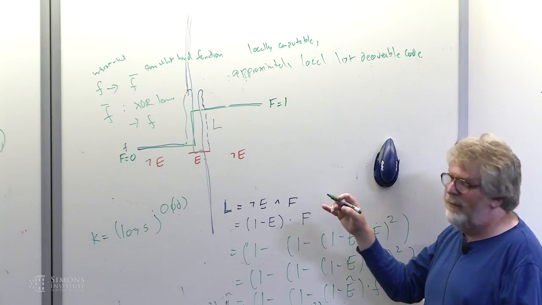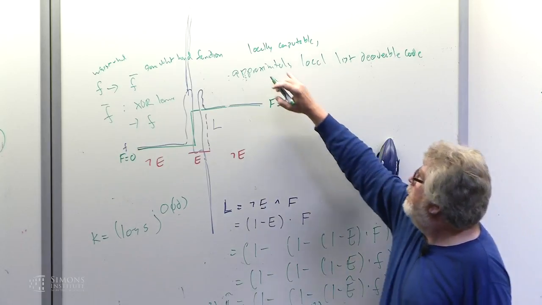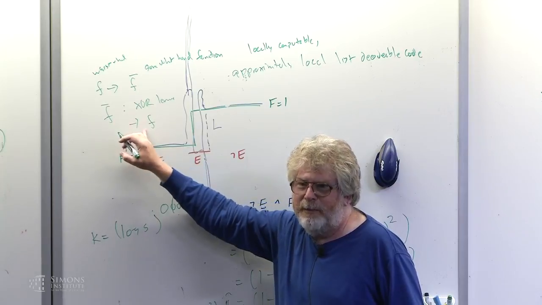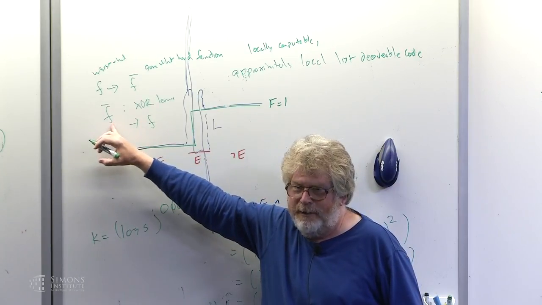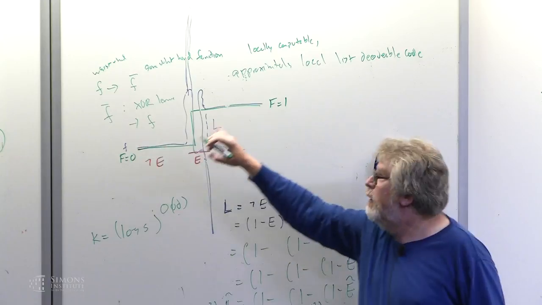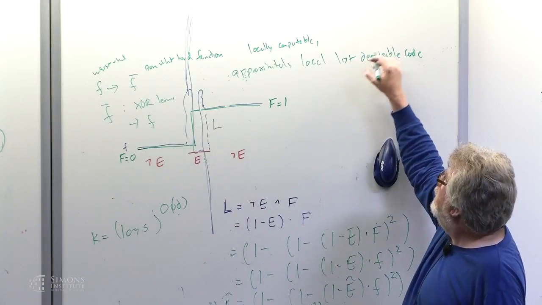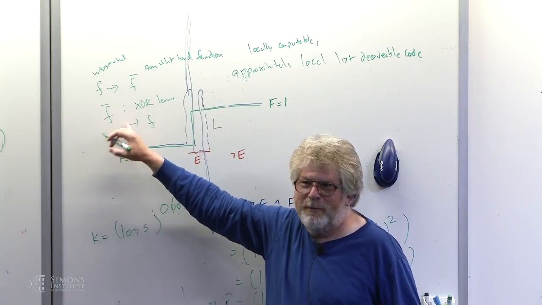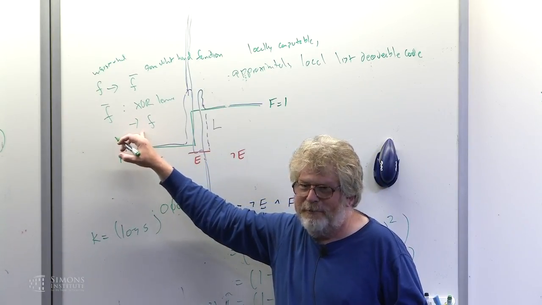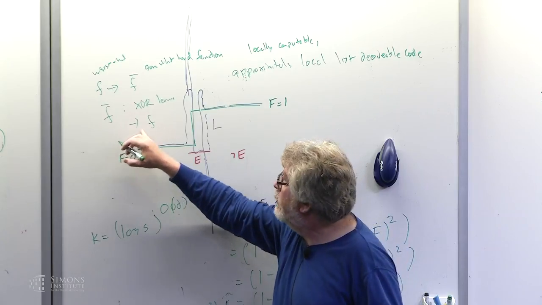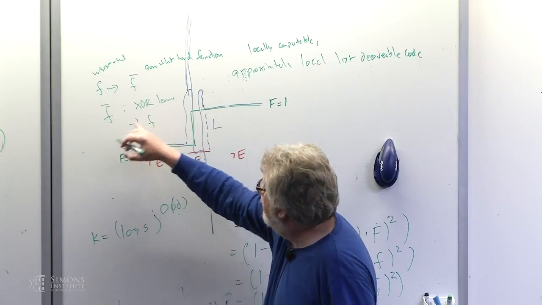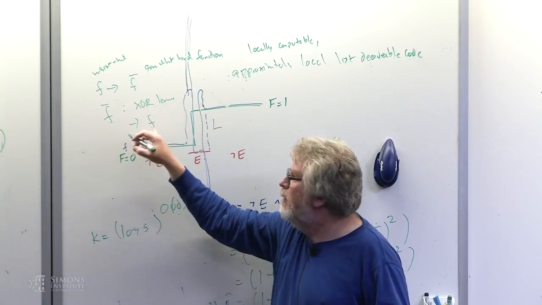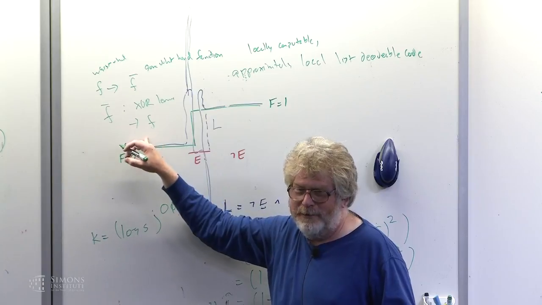So let me say what the words are. Locally computable means that we can compute any one bit of F using a black box for a bit of F bar. Local list decodable means that we can compute F bar using an oracle for F, for some version, sorry. I think I reversed that. We can compute any one bit of F using an oracle for F bar. We can compute F bar using an oracle for F.